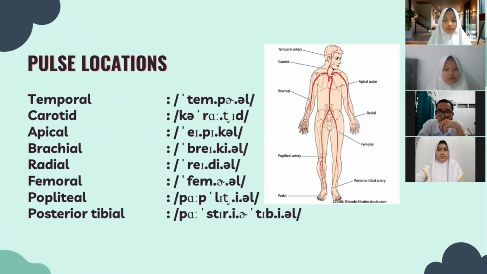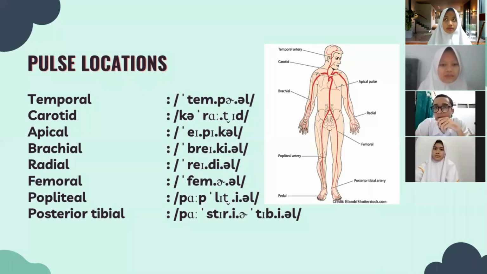But do you know that the pulse can also be found on other areas of our body? The pulse in humans is divided into several places such as temporal, carotid, apical, brachial, radial, femoral, popliteal, and posterior tibial.